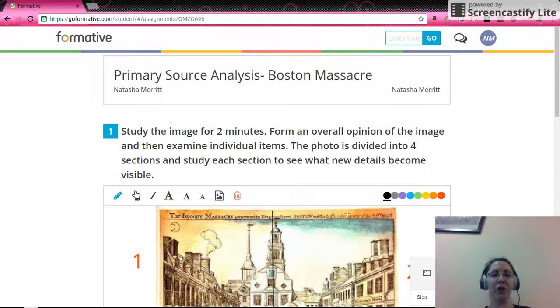Okay, today we're going to be looking at how to analyze a primary source document, in particular an image. Today we're going to be working with Paul Revere's engraving of the Boston Massacre. On the formative document, it says for step 1, to study the image for 2 minutes, form an overall opinion of the image, and then examine individual items. The photo is divided into 4 sections. We're going to study each section to see what new details become visible.